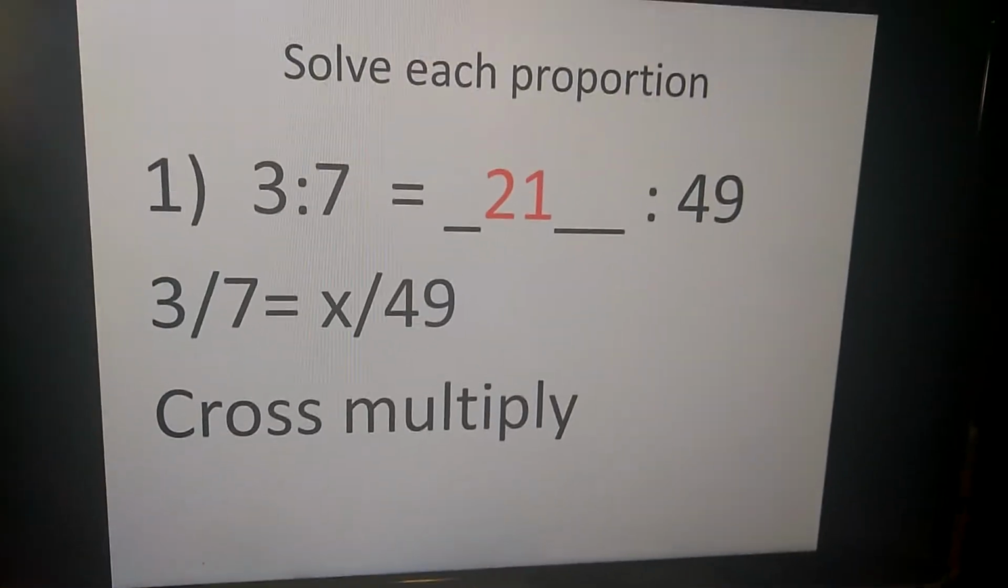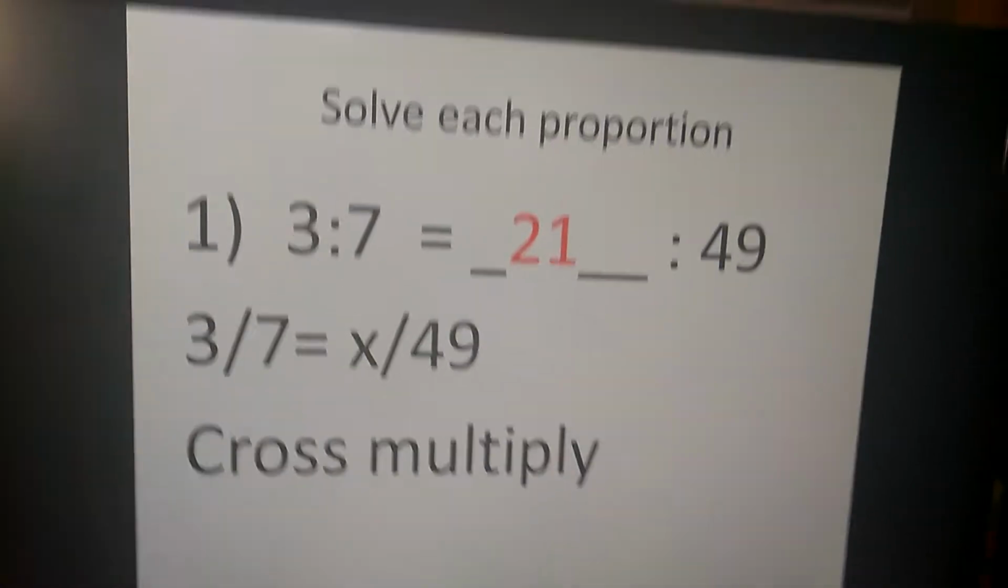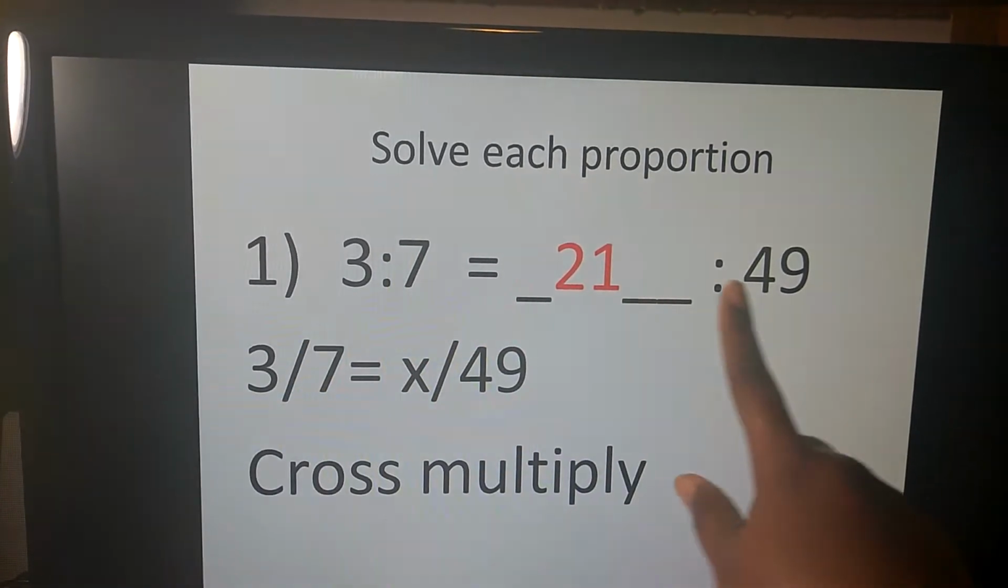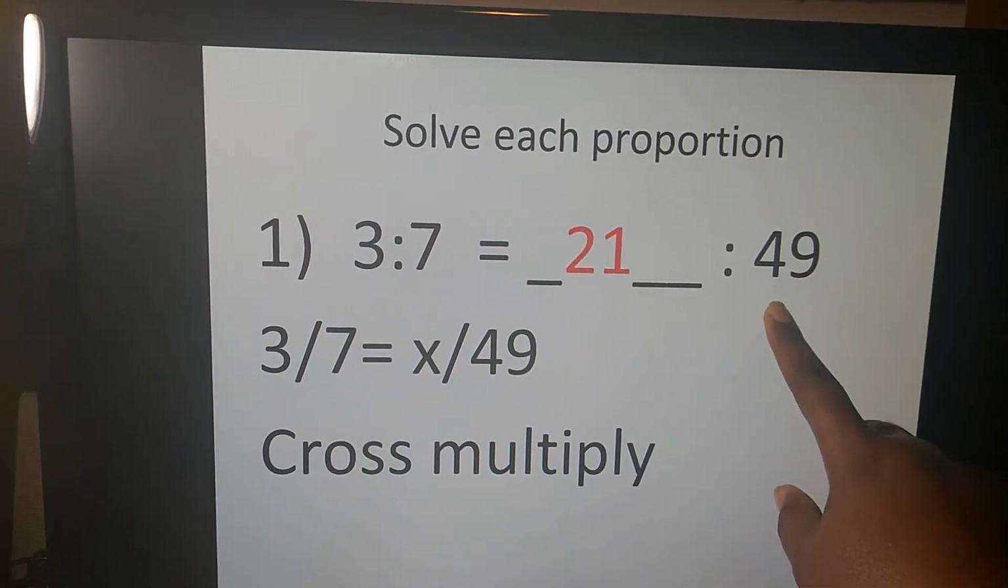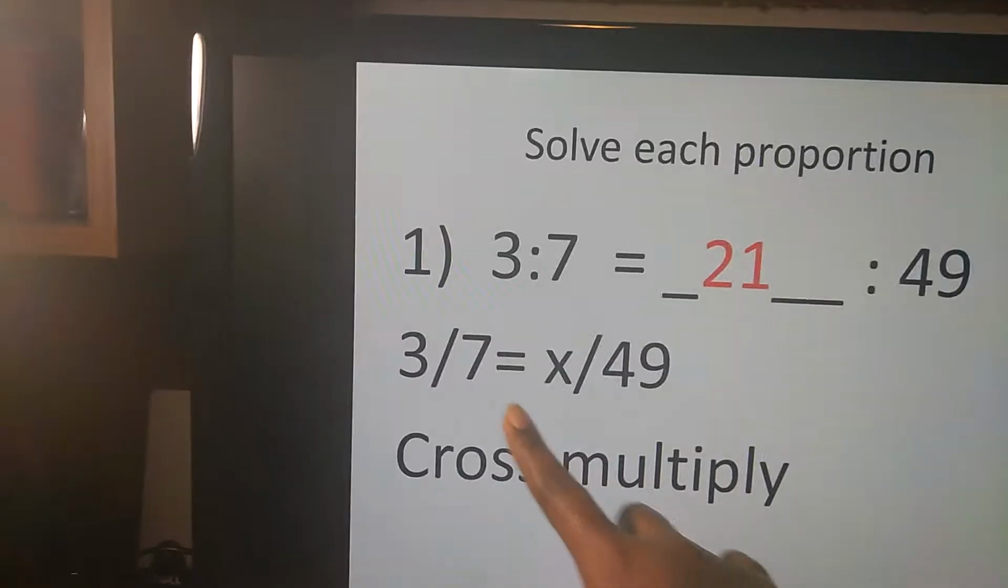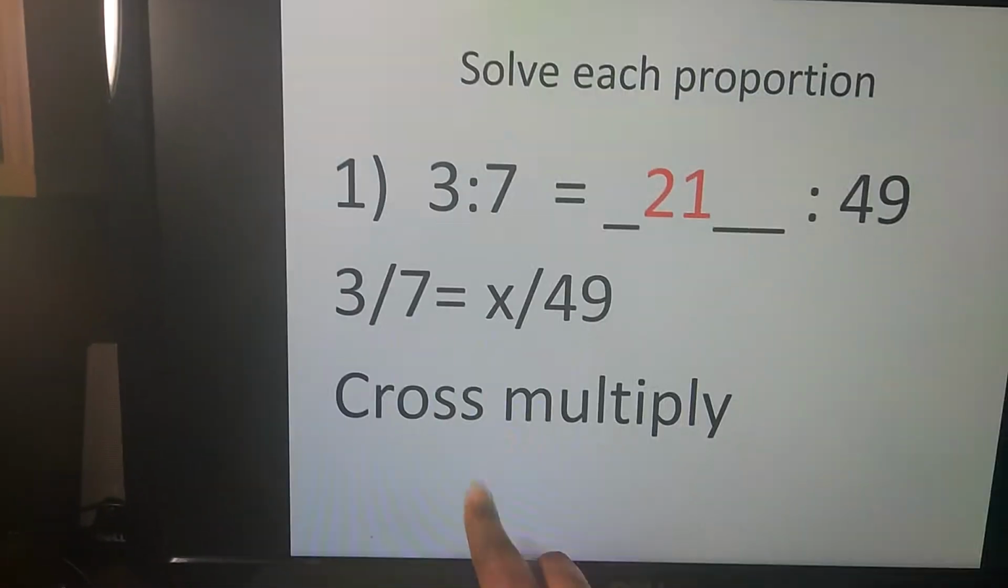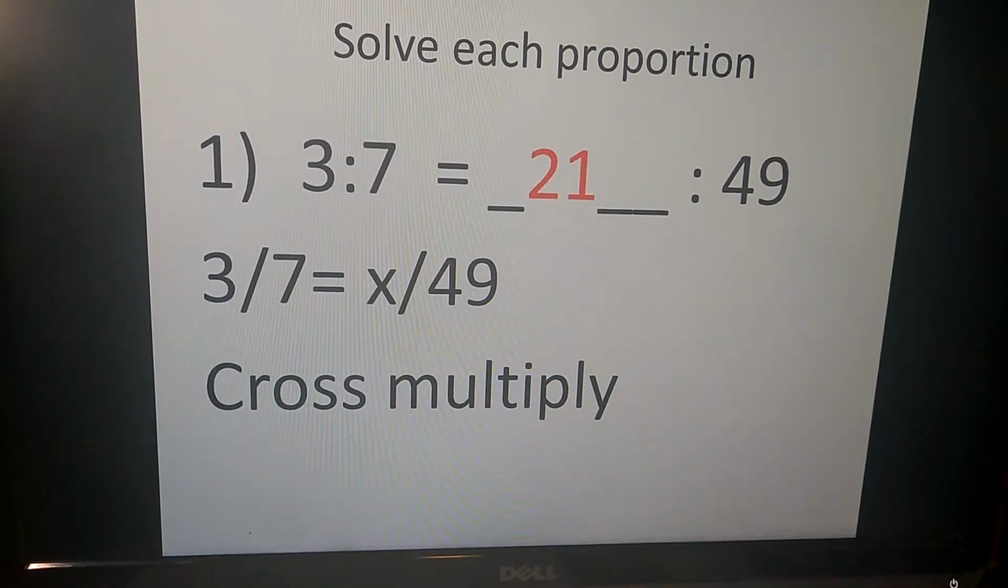All right, solve each proportion. So I have the ratio 3, 7, and the answer is 21. And the other part of the problem is 49. So written as a fraction, it will be 3 over 7 is equal to x over 49. And we're going to cross multiply it. And I'm going to show you guys the steps.